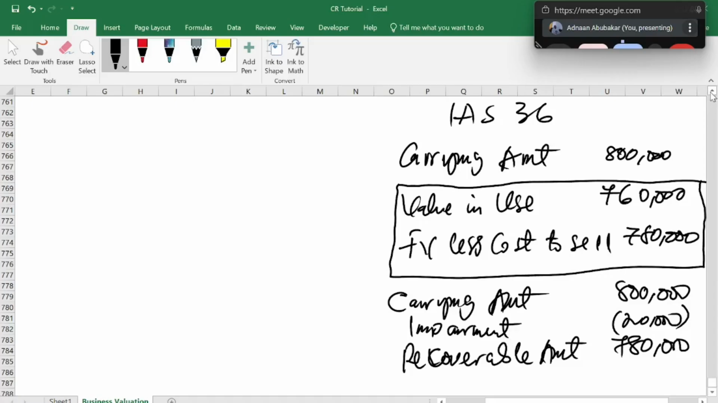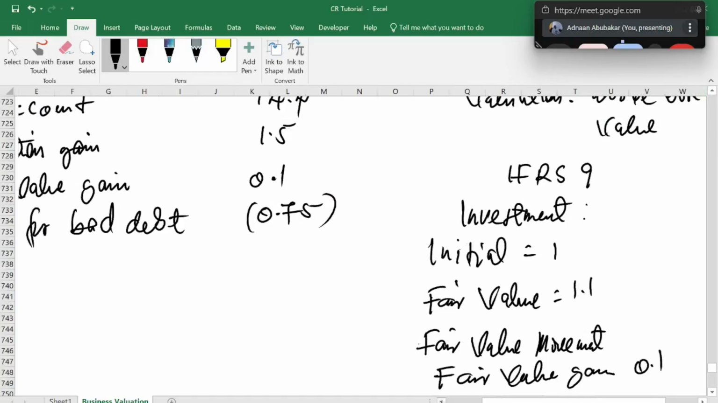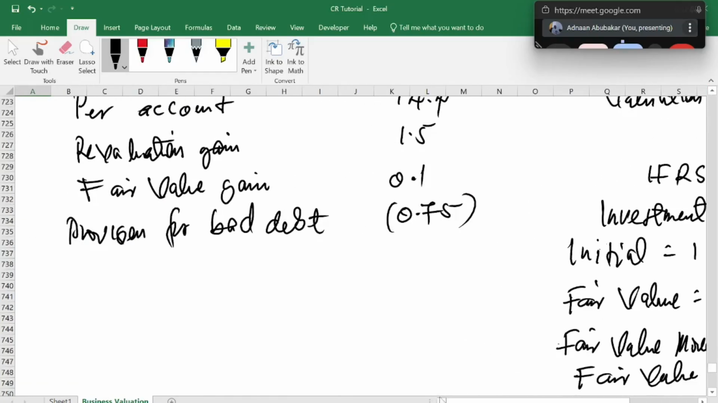So since it is an asset, when you are doing your valuation of your net asset, it will come here as impairment. And the asset is impaired by 0.02 million. That's all.